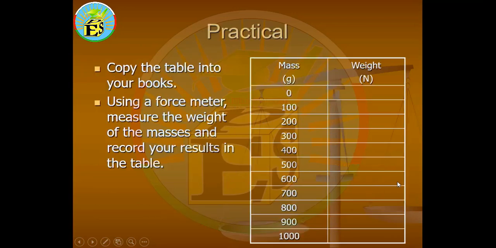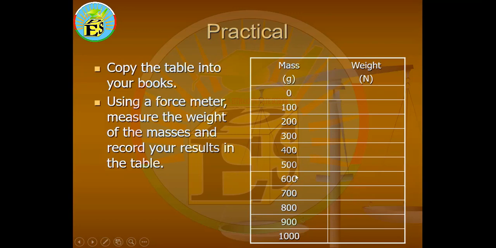Complete the worksheet weight and mass here. Copy the table into the books. Use a force meter, measure the weight of the masses and record your result in the table. No need. What you will do, if the mass is given, you have to multiply the mass with 10. You will get the weight in Newton. For example, 100 multiplied by 10 will be 1000 Newton. So the thing which has the mass 100 will possess the weight 1000 Newton. You will do all these values the same way.